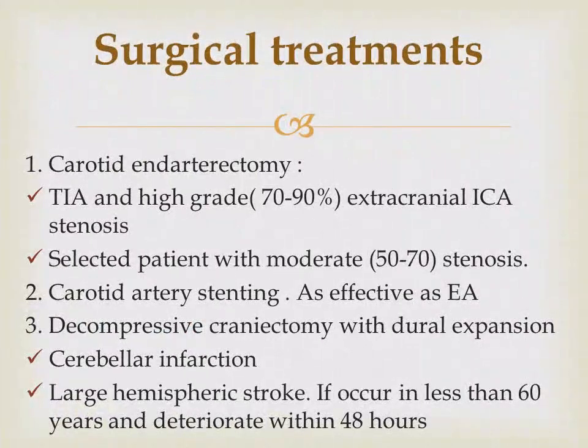Surgical treatment includes, first, carotid endarterectomy, which is indicated for 2 groups of patients. First, TIA and high grade, that is 70 to 90%, extracranial internal carotid artery stenosis. The second group of patients are selected patients with moderate, that's 50 to 70%, stenosis. This is carotid endarterectomy. Second surgical intervention in stroke includes carotid artery stenting, as effective as carotid endarterectomy.